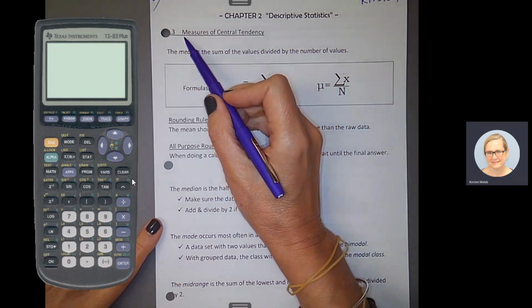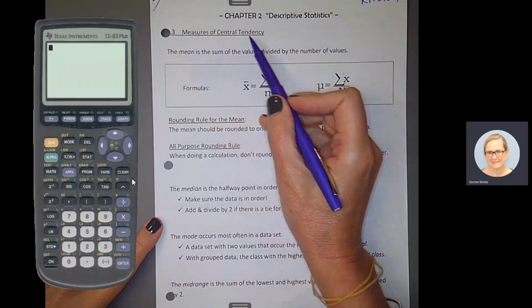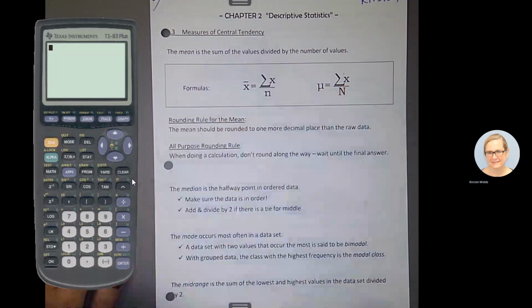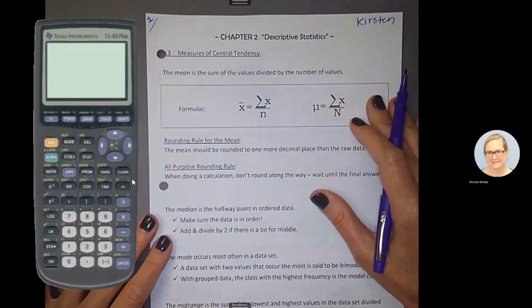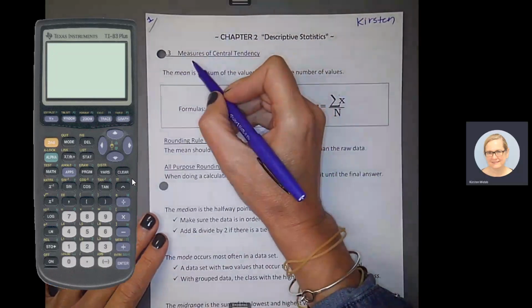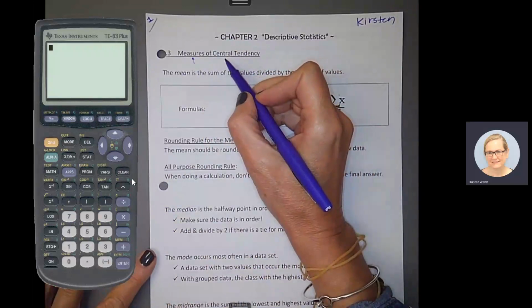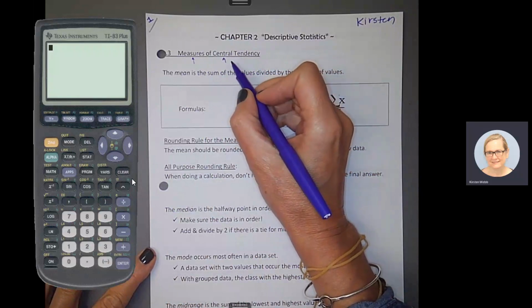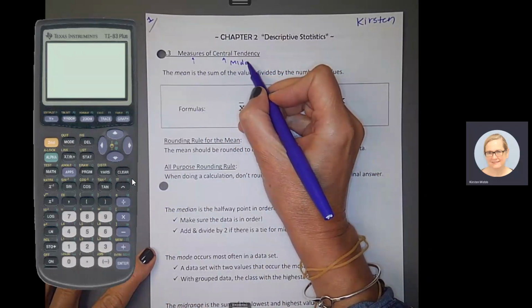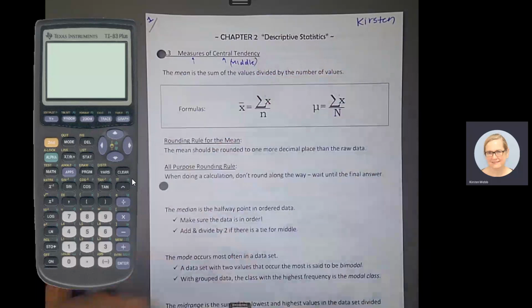What we're going to focus on today are called measures of central tendency. Sounds like a fancy phrase. Measure meaning just a number that's measuring something. Central tendency meaning a way to measure the center or middle of a data set.